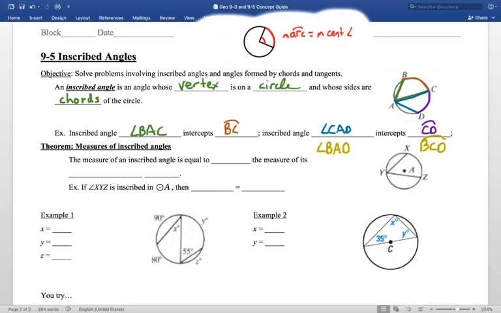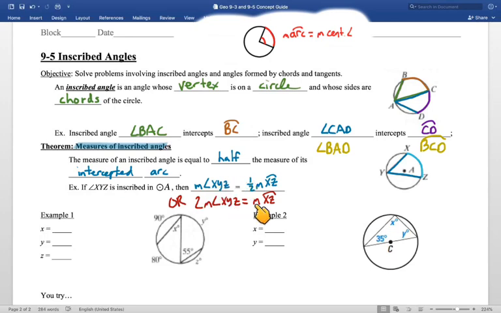So here's the deal with the angle measures. The measure of an inscribed angle is equal to half the measure of its intercepted arc. So in this case right here, I've got angle XYZ. It intercepts arc XZ. So this angle is equal to half of the arc. Measure of XYZ equals 1/2 of the arc. I like to move the 1/2 to the other side, so double the angle equals the arc. Instead of having 1/2 over here, multiply the angle times 2. 2 times the angle equals the arc. I'm going to do these 2 examples with you, and then let you finish the rest.